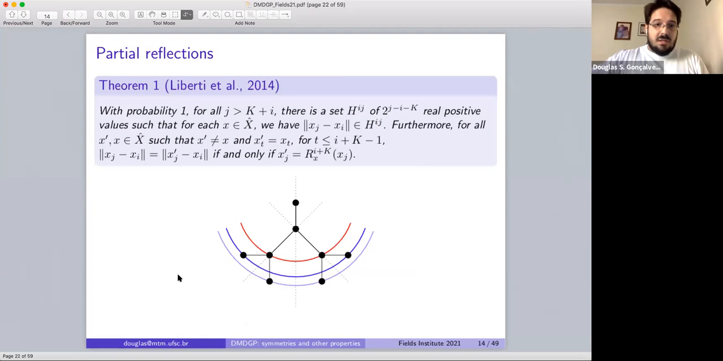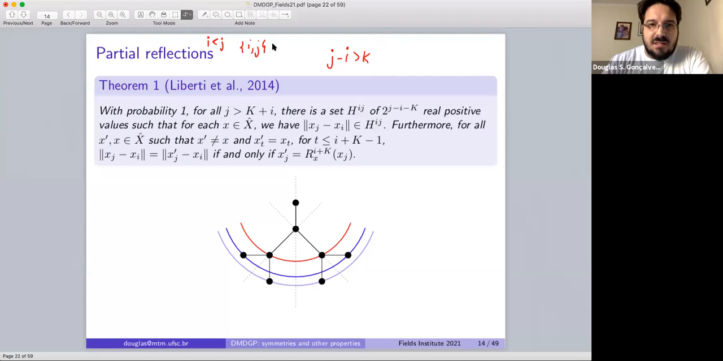that was proven by Liberti and others in 2014 asserts that, let me think here, J minus I greater than K. And this actually has to do with edges IJ. And without loss of generality, let's suppose that J is greater than I. And so if you impose this condition, we are saying that this edge is a pruning edge.